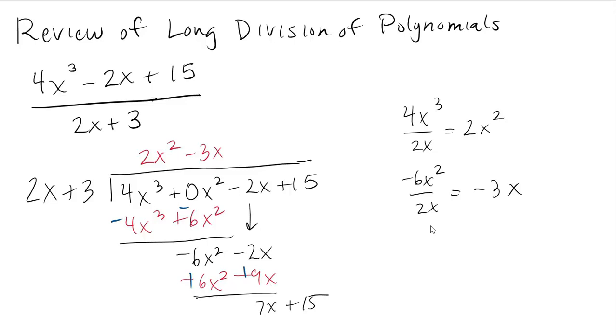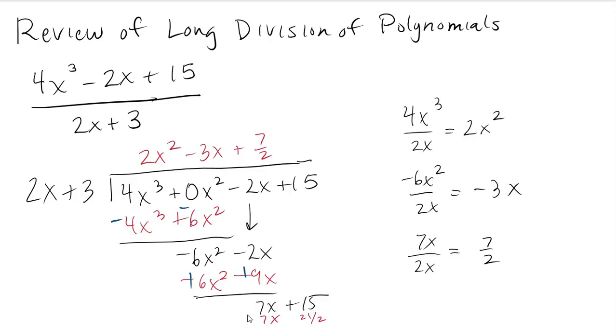And now one last step. Don't let it bother you. 7x divided by 2x. That's 7 halves, or 3.5. You could use the decimal. The last term of our quotient is 7 halves. 7 halves times 3 is 21 halves. 7 halves times 2x is 7x.